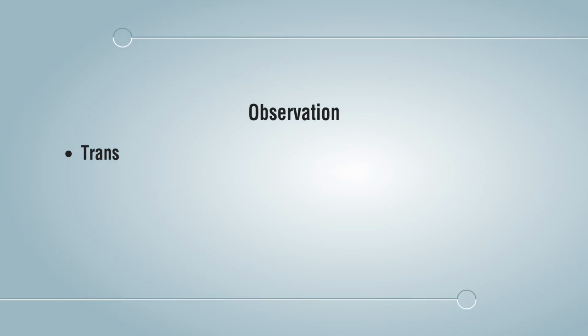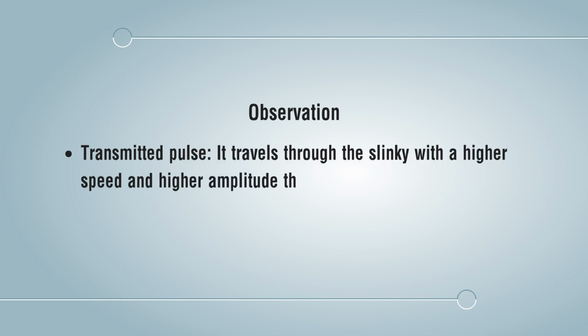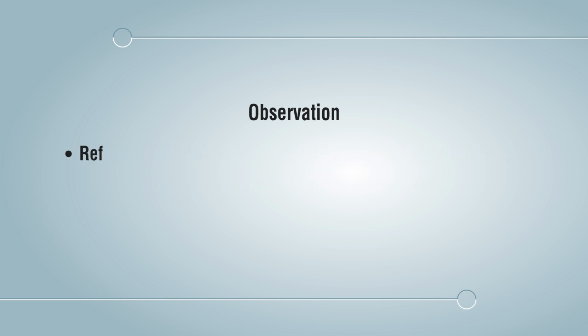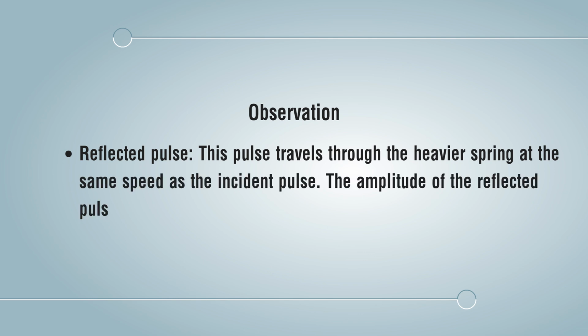Observation: transmitted pulse. It travels through the slinky with a higher speed and higher amplitude than the incident pulse. Reflected pulse. This pulse travels through the heavier spring at the same speed as the incident pulse. The amplitude of the reflected pulse is lower than that of the incident pulse.